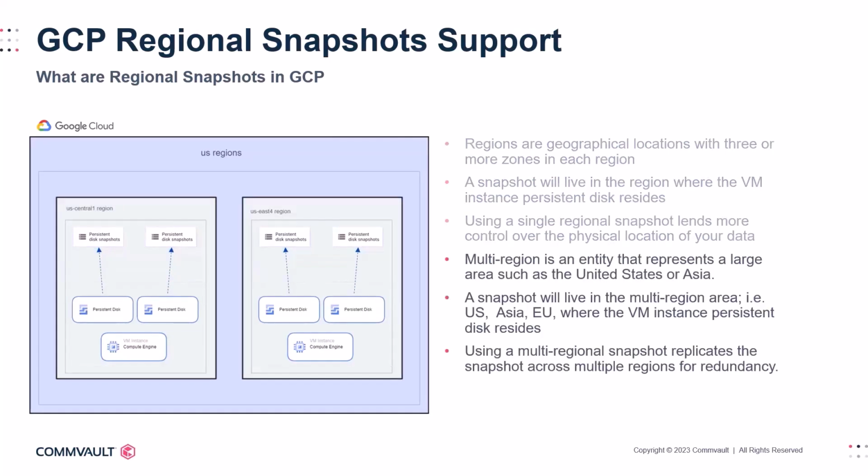Multi-region is an entity that represents a large area such as the United States or Asia. A snapshot will live in the multi-region area, for example US, Asia or EU, where the VM instance persistent disk resides. Using a multi-regional snapshot replicates the snapshot across multiple regions for redundancy. Let's now take a look at this in a demonstration.